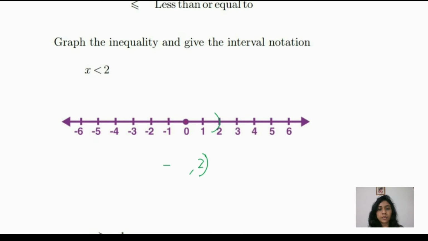Because we don't know how many numbers, we go till negative infinity on this side, and positive infinity on this side. Always with infinity we use the curved bracket. For positive infinity or negative infinity we use the curved bracket. So this is the graph of the inequality, and this is the interval notation.